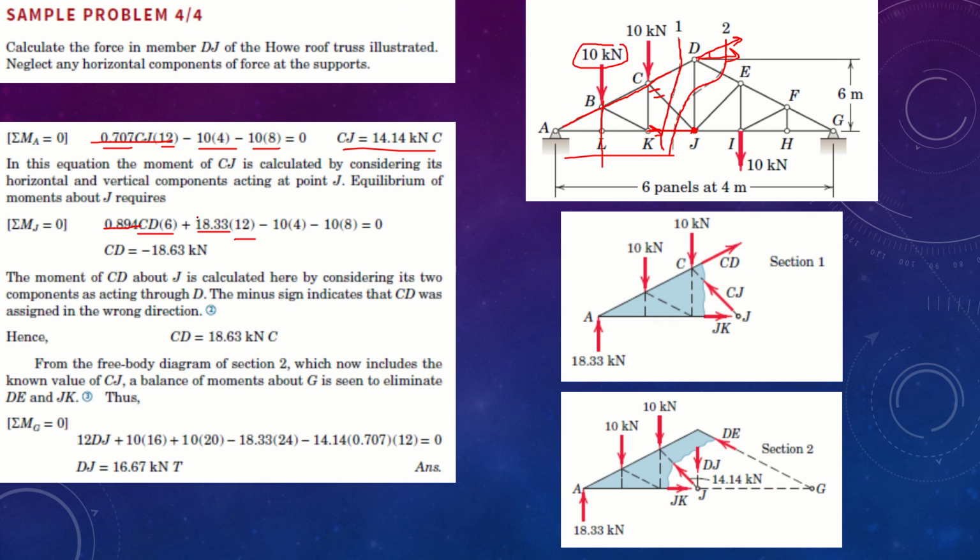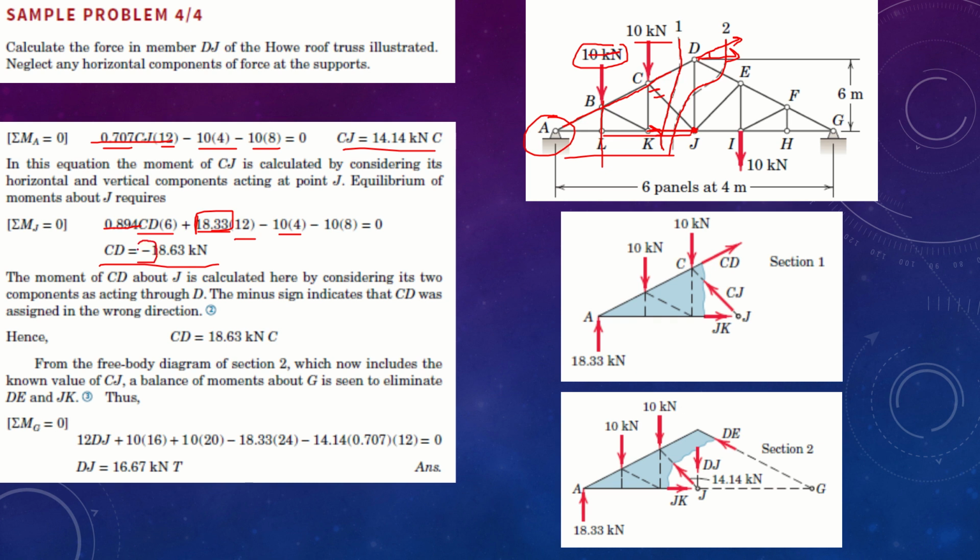18.33 came from the reaction forces, as you can see, from A, right? So from 18.33, we can find the value, with 10 acting at a distance of 4 meters, and 10 acting at a distance of 8 meters, which should be equal to 0, and hence we have found the value of CD. We have calculated the value of CD.